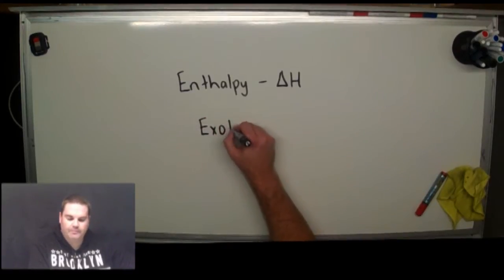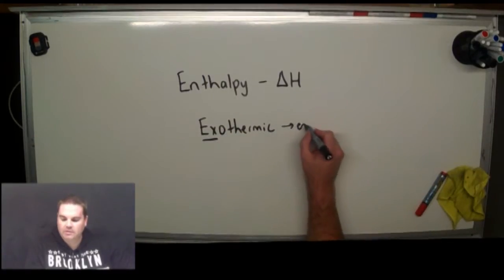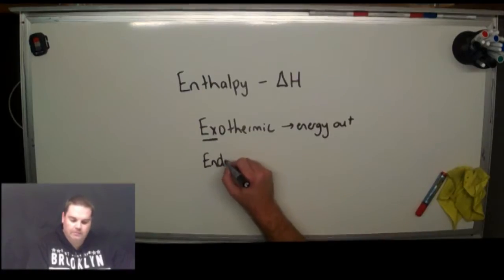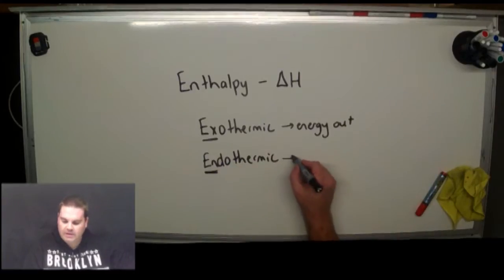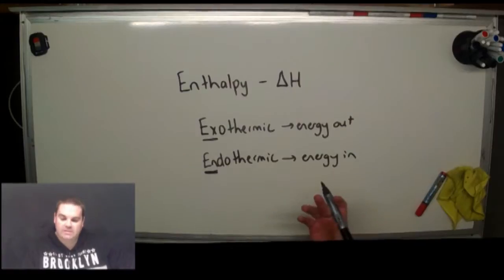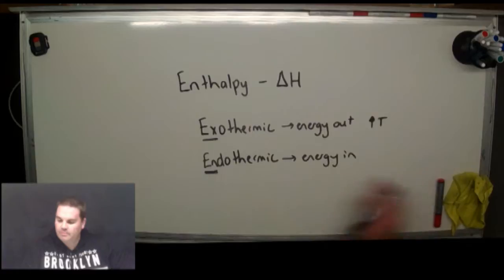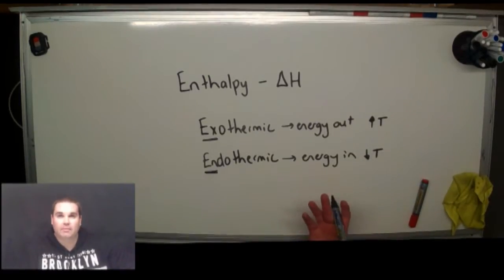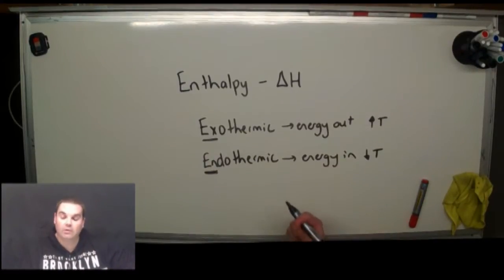There's exothermic, where energy exits, so energy out. And we've got endothermic, where you've got energy entering, so energy in. What you'll notice is that with energy out, you'll see an increase in temperature. With endothermic, you'll see a decrease in temperature. I go through that a fair bit in the commentary to go with the PowerPoints for this topic, so I'm not going to go into too much more detail.